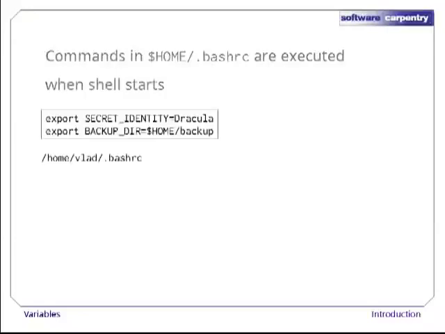For example, here are two lines in Vlad's .bashrc file. These two lines create the variables secret_identity and backup_dir, give them values, and export them so that any programs the shell runs can see them as well.